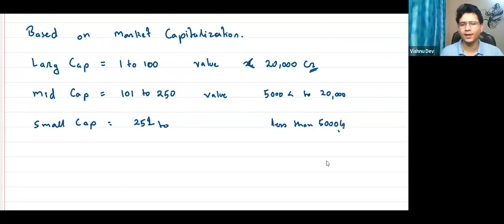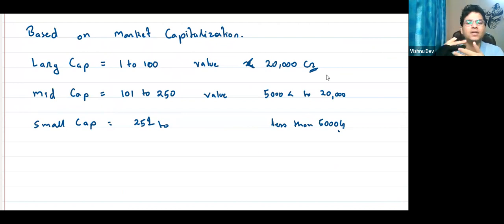Now, when we talk about companies, when we talk about being a long-term investor, you have to see which company is a good company. Now, generally, think about it logically: batao, which company would be safest to invest in? Tell me, which companies would be safest to invest in? Tell me.